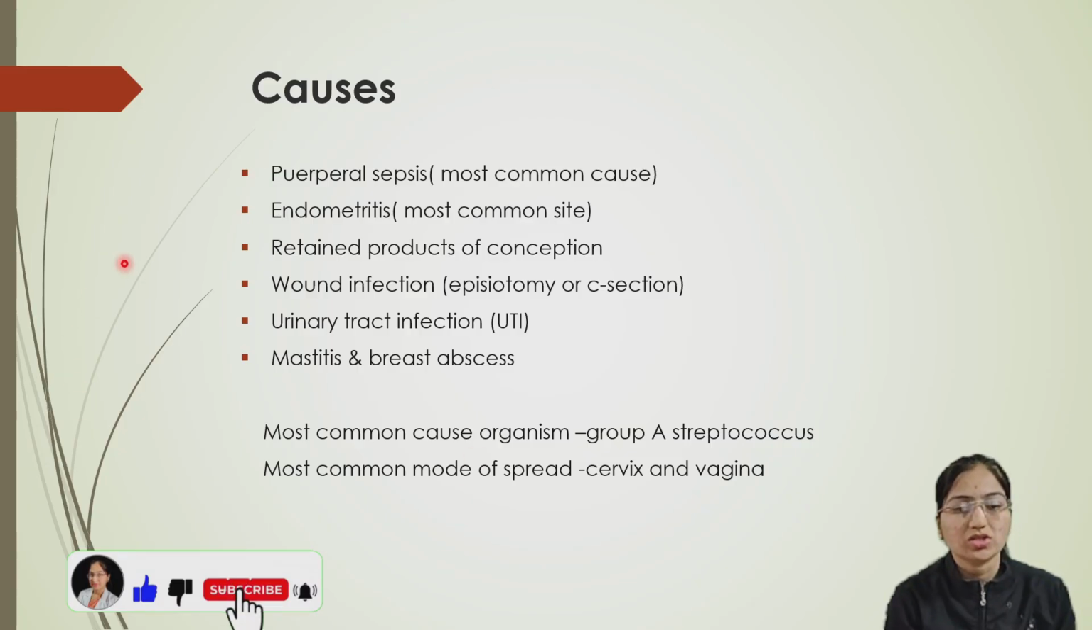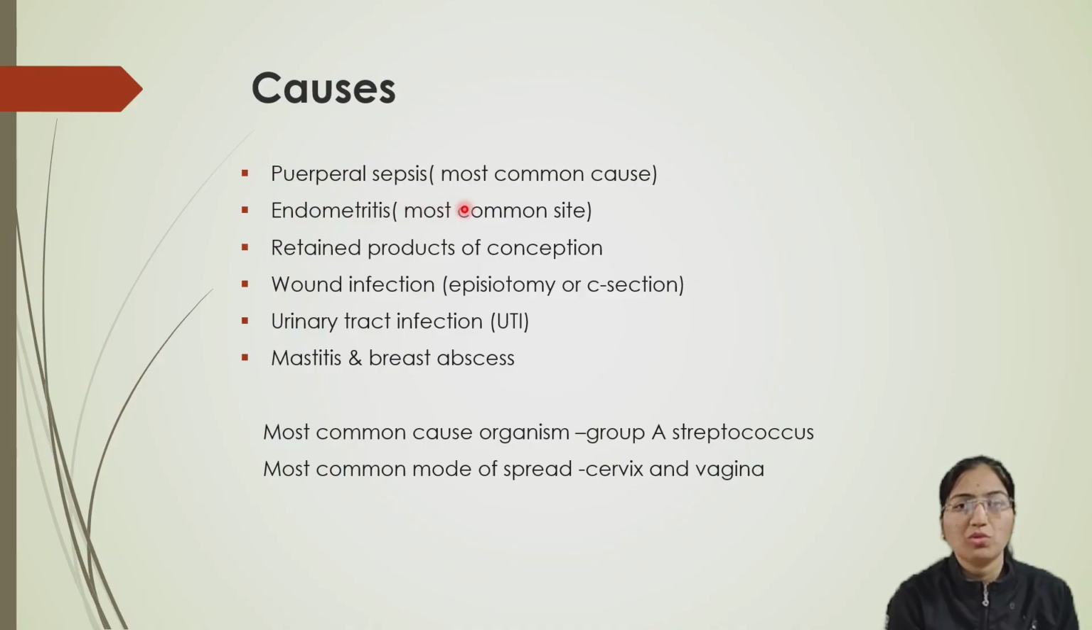Next, causes. The first one is puerperal sepsis, the most common cause. Then endometritis, that is inflammation of the endometrium layer, the most common site. Then retained products of conception, conception being fertilization. Then wound infection, which may be from an episiotomy or C-section. Then urinary tract infection, UTI, and then mastitis and breast abscess, that is inflammation of the breast.